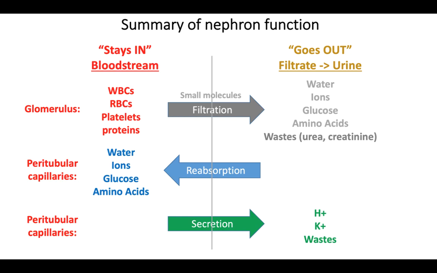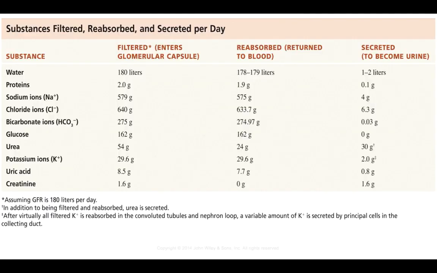All right, so summary of your nephron function. Rest of the PowerPoint goes over some tables, and I know tables aren't great to study, but it gives you kind of an understanding of what's in urine, what shouldn't be in urine. So this table tells you what gets filtered, what gets brought back in, and then as a result, what's in urine.